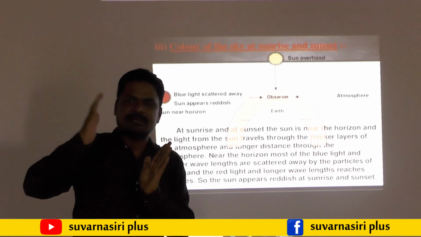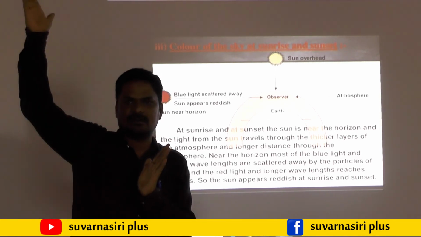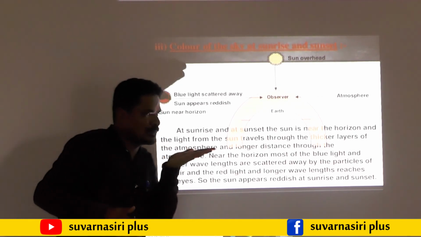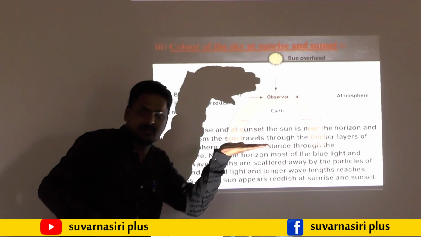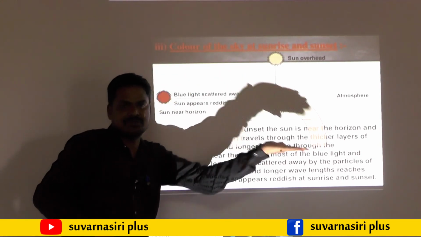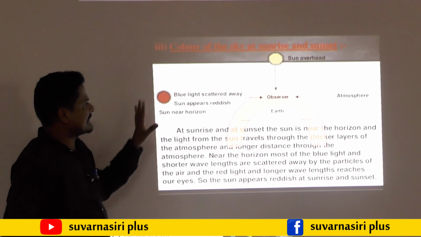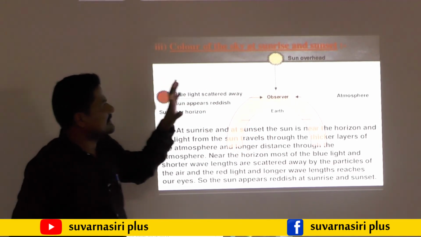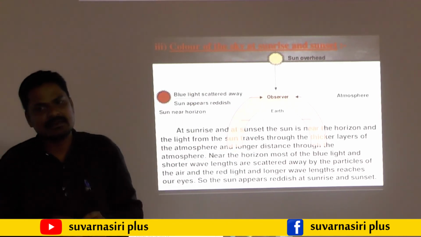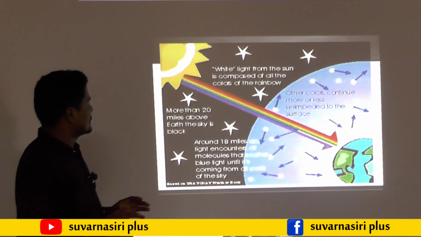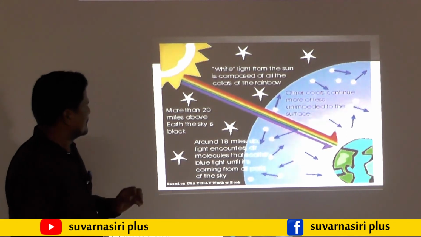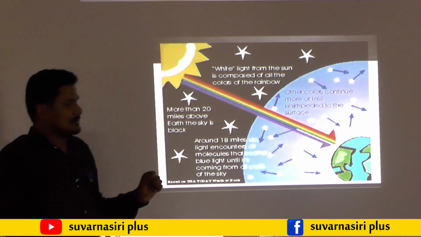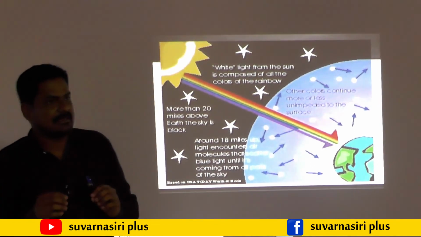Blue and other colors are scattered sideways, but the red light, because its wavelength is more, reaches us, and the observer can see the sunset and sunrise. The color of the sunset and sunrise is red. So here we are seeing different kinds of things: the color of the sunrise and sunset.